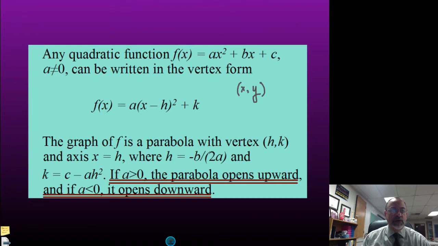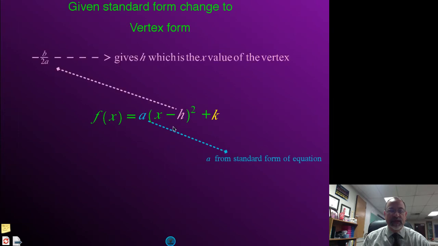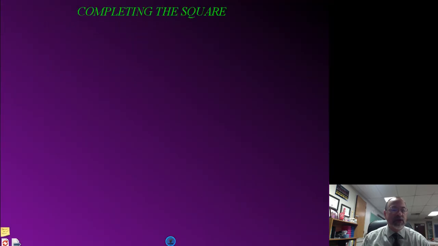In the last video we looked at these values, where finding the a comes from standard form, the h from the opposite of b over 2a, and the k from c minus ah squared. There is another way that we can use to get a standard form equation into vertex form, and that is by completing the square. Completing the square we did earlier this year, so I'll run through it very quickly, and a couple of reminders before I do an example.